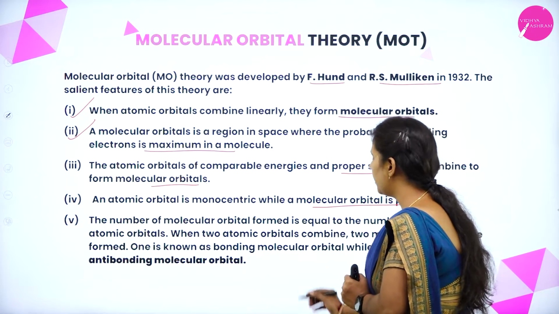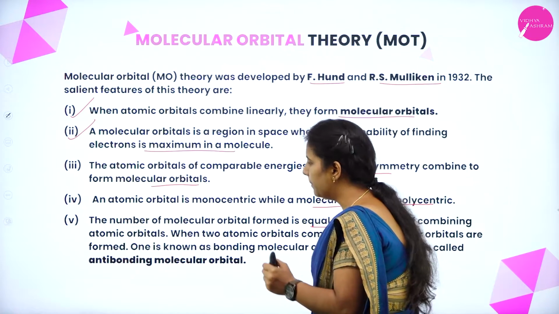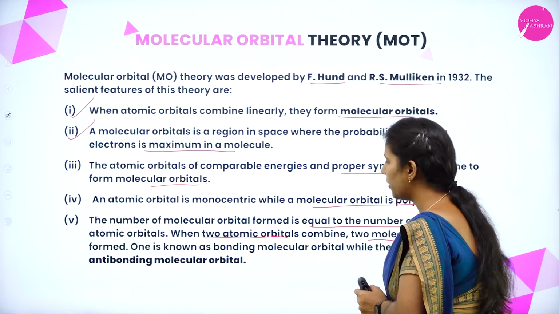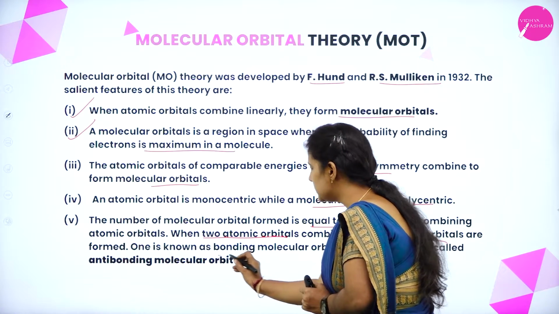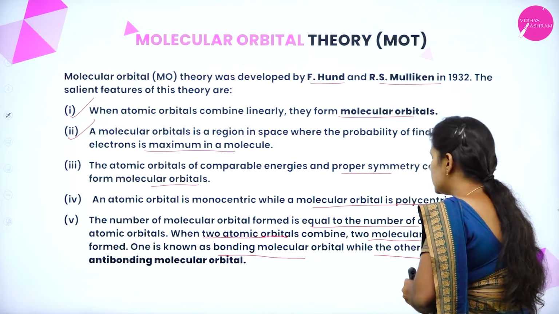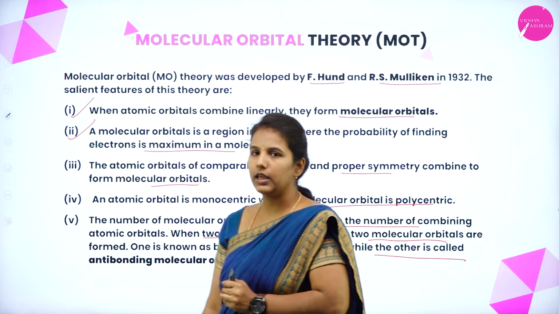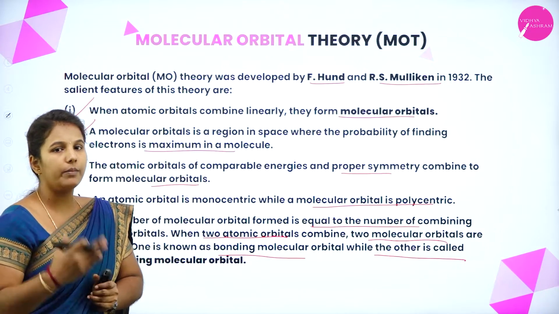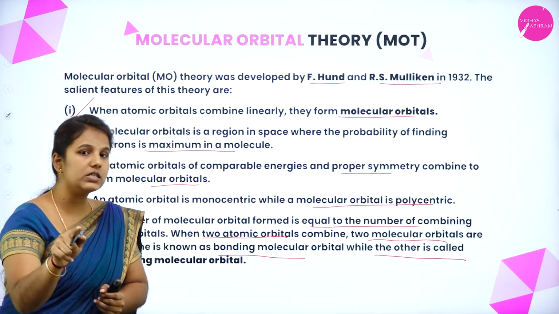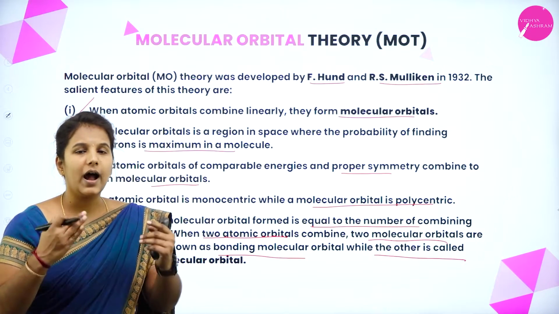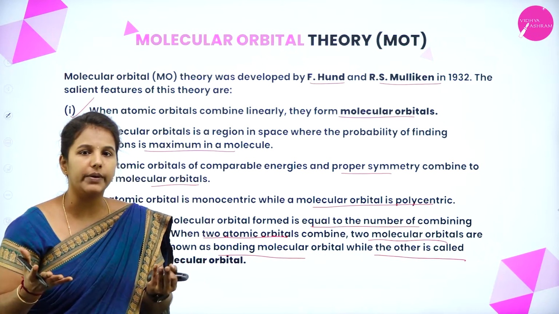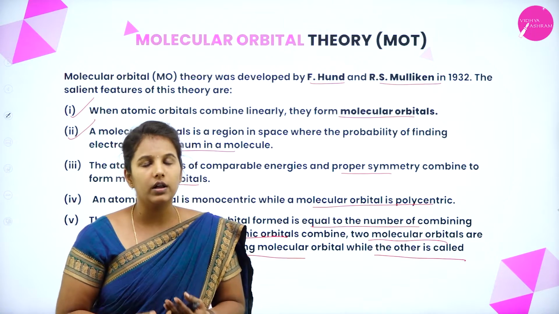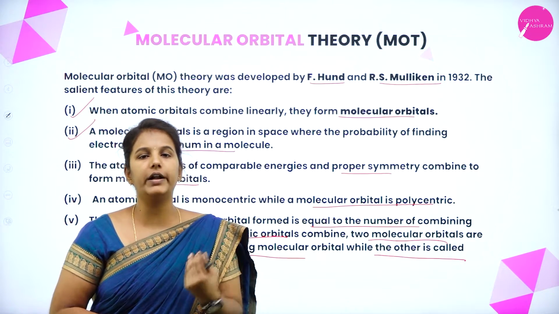Then, the number of molecular orbitals is equal to the number of combining orbitals. When 2 atomic orbitals are combined, 2 molecular orbitals are formed; one is known as the bonding molecular orbital, while the other is known as the anti-bonding molecular orbital. So, these are the first important salient features of molecular orbital theory. According to the first feature, atomic orbitals will be combined to give a molecular orbital. And when we orient this molecular orbital in space, it gives the idea about the probability of finding the electrons.